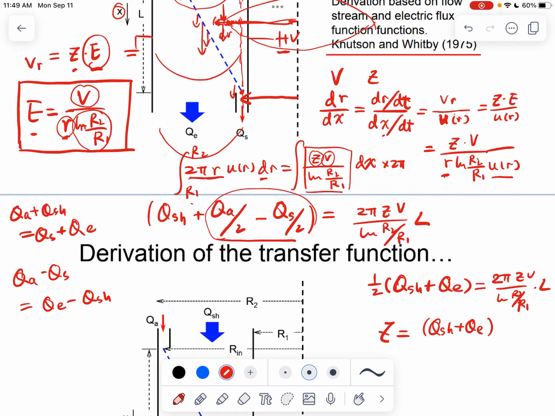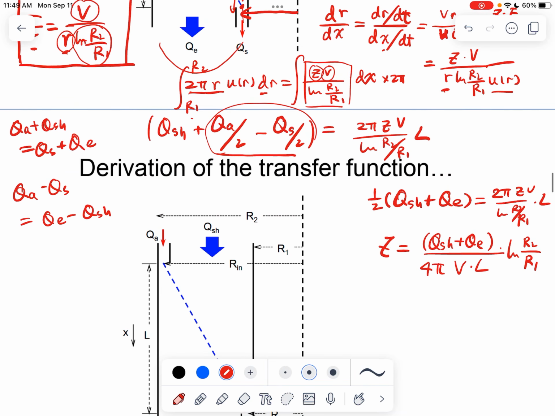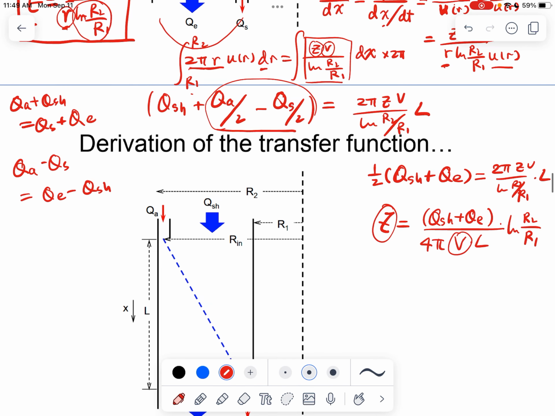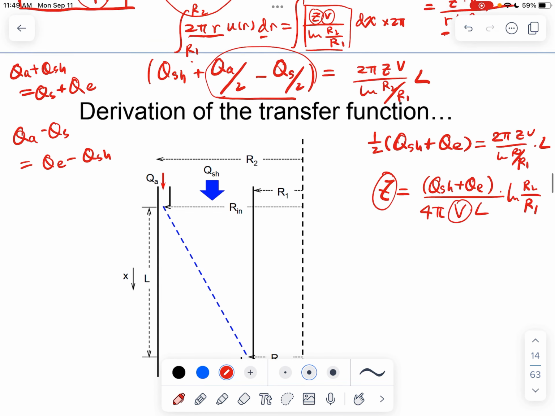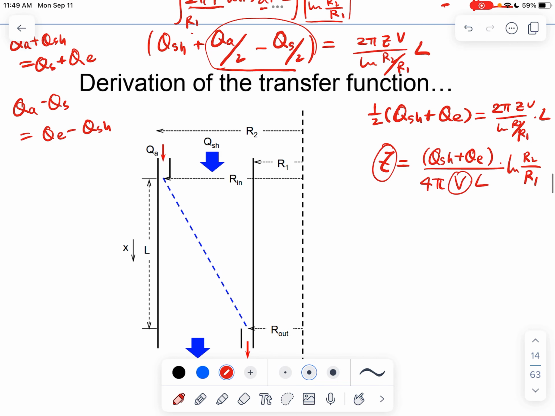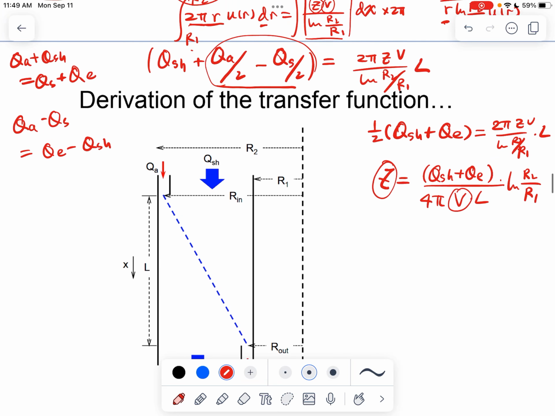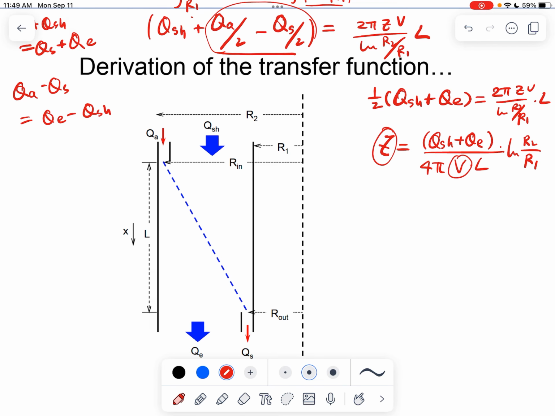So now you could have Z equals Q sheath plus QE, multiplied by log R2 over R1, and then you divide that by 4 pi VL. Okay, so this is the relationship between the electrical mobility and the voltage. So it's a function of the working condition for the DMA system, and you derive that just by doing this integration along the particle trajectory, right?